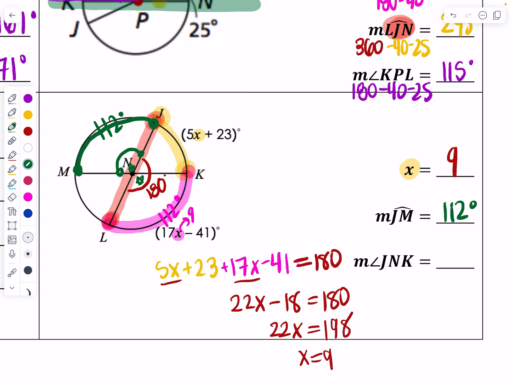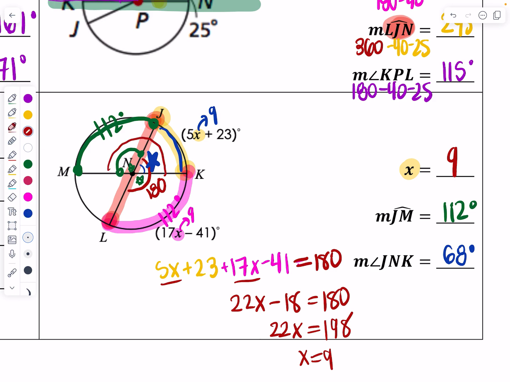How do I find an angle? Now I'm looking for angle JNK, J to N to K. That's this central angle. Well, that central angle is going to be congruent to that yellow arc. So I'm just going to plug in a 9 here. So 5 times 9 plus 23 is going to give me a total of 68 degrees. Another way one of my other classes figured that out is they said, okay, well, I've got a semicircle right here as well.